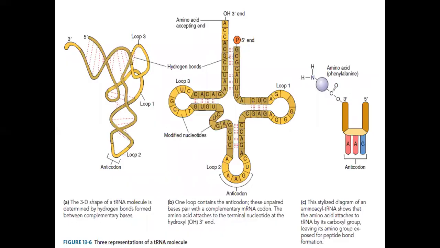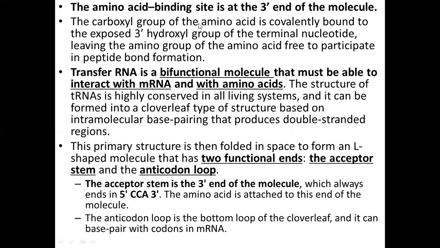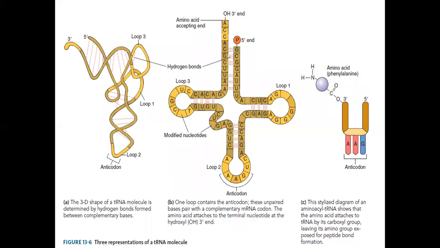So this is the hydroxyl end. This is the 3' end, which is the amino acid accepting end. So the carboxyl group of the amino acid will be bonded to this exposed 3' end of the transfer RNA.